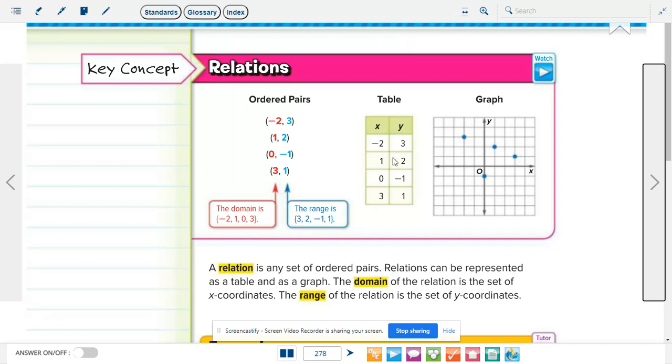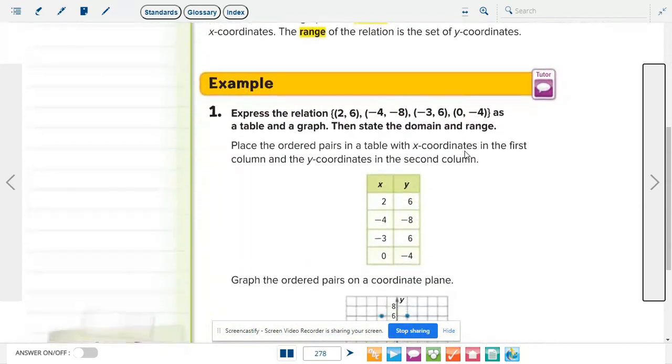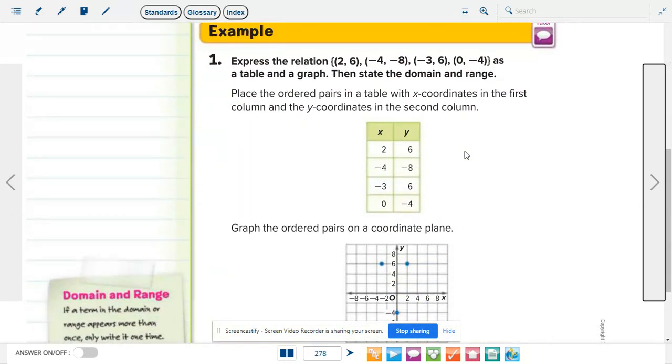That would be here in the table. All these values would be the range values. And then you would just have to think about, okay, that's 2 for x, 3 for y. So 3 would be your range value, and 2 would be your domain value. All right, so it's pretty simple. It's almost so simple that you might think you're getting these wrong, but here's an example. You can check it out.